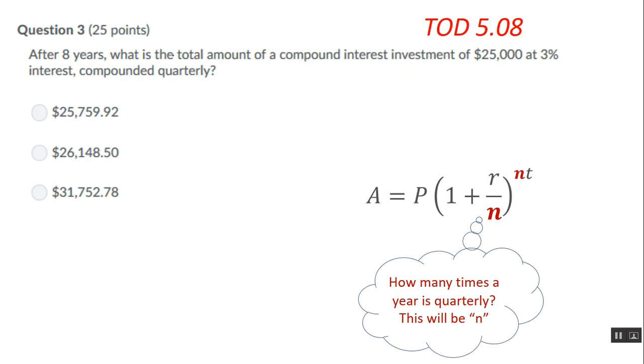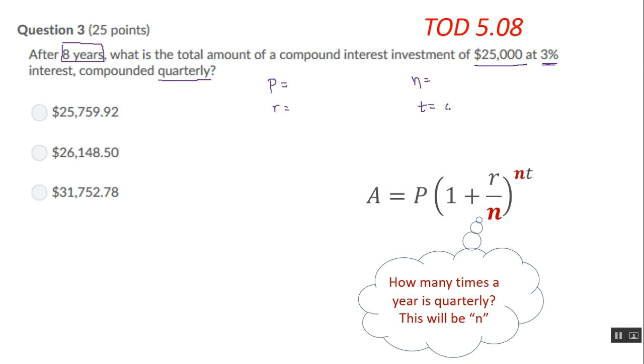So after 8 years, what is the total amount? So here's some information here. I'm going to just start highlighting. A compound interest investment of $25,000 at 3% interest compounded quarterly. So let's label all of these. I need my initial, I need my rate, I need my compounded amount, and my time.